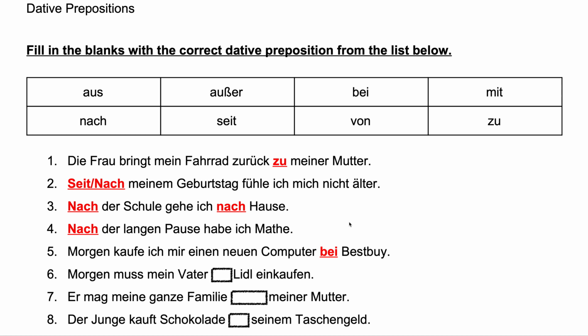And this one here is the same type of sentence. We have einkaufen, which is to shop, and then morgen, tomorrow, my father has to shop at Lidl. So again, "bei" in that sentence.